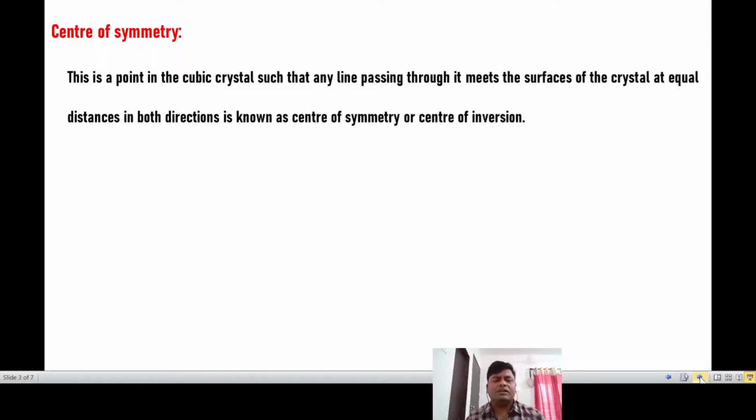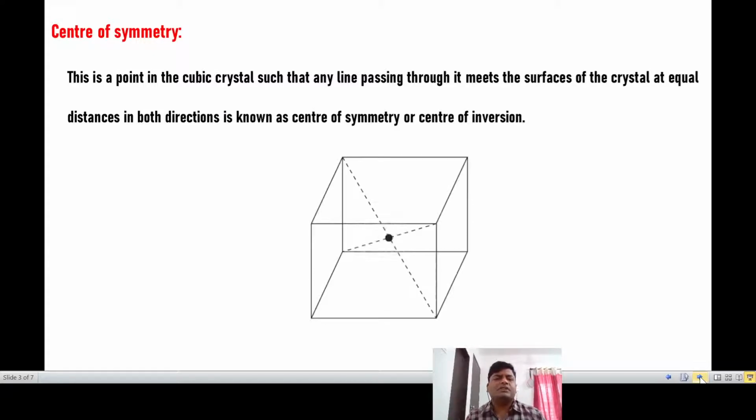The center of symmetry is a point in the cubic crystal system such that any line passing through this point meets the surface of the crystal at equal distances in both directions. This point is known as the center of symmetry or center of inversion. Basically, the center of inversion is nothing but the body centered point of the cubic crystal system.